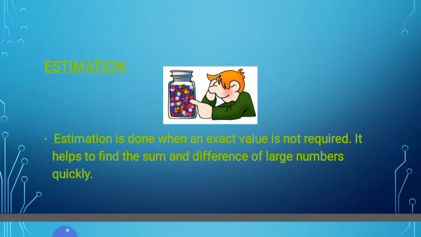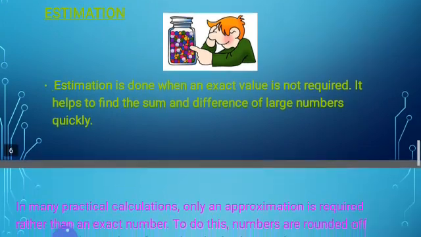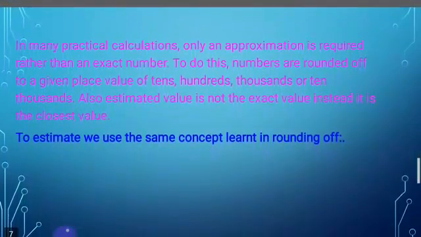Let us understand now what is estimation. Estimation is done when an exact value is not required. It also helps us to find the sum or the difference of large numbers quickly. Like in many practical calculations, only an approximation is required rather than an exact number. To do this, numbers are rounded off to a given place value. Also, the estimated value is not the exact value, instead, it is the closest value. To remember, to estimate, we use the same concept that we have learnt in rounding off.